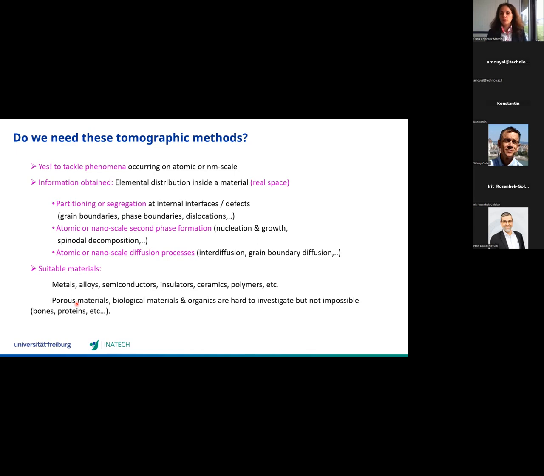And I'm not speaking about point defects, but structural defects. And these are the grain boundary, the phase boundary, the dislocations. And then we can also see the precipitation and nanoprecipitation in materials, like nucleation and growth, even spinodal decomposition. We can also quantify the diffusion processes, and this is very useful for semiconductor devices. And we can, for example, determine the interdiffusion, the grain boundary diffusion.